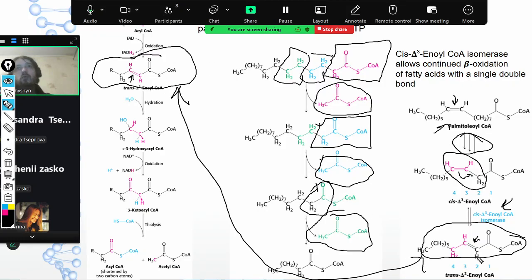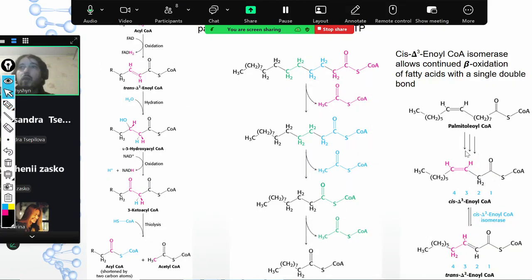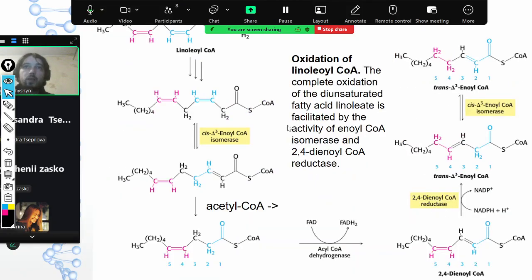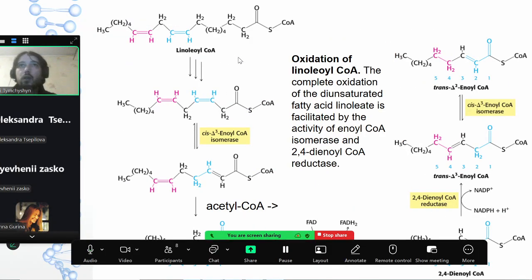So yes, we came to this chemical through another pathway, but what do the enzymes care? They see the chemical, they act. So it can undergo the hydration, oxidation, whatever is needed, and get to the acetyl-CoA and some remainder. So this is a pretty reasonable way. If we have a double bond somewhere where we don't like this double bond, it can be moved by this sort of cis-3-enoyl-CoA isomerase, and we get what we need.